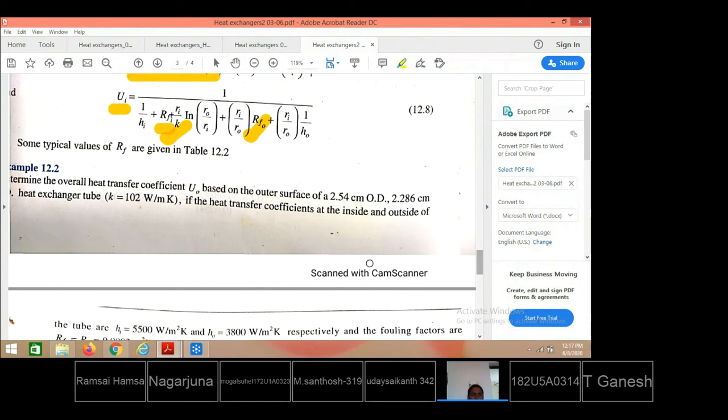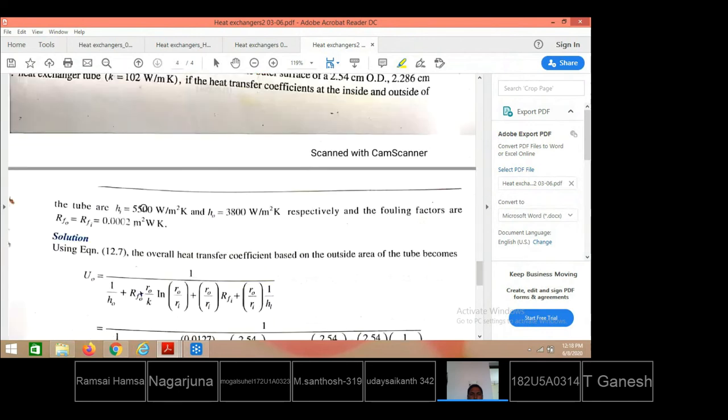So determine the overall heat transfer coefficient U naught based on outer surface, for the given outer diameter and inner diameter. The heat exchanger tube has a thermal conductivity of 102 watt per meter Kelvin. The heat transfer coefficients at the inner side and outer side are given: hi is this much, h naught is this much. The fouling factors are taken to be the same, Rf naught is the same as Rfi, that is 0.0002 meter square Kelvin per watt.